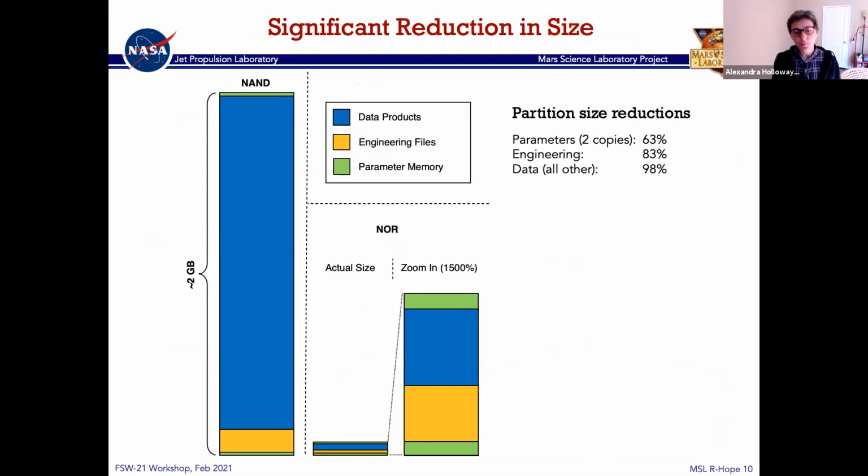So if we were to put our file system on NOR, here's what that would look like. The 2 gigabytes that we used to have now becomes this little teeny bitty part of the actual size of NOR memory. And if we were to zoom it in, that's kind of what it would look like. So the partition size reductions: we would reduce the parameters by 63%, the engineering partition by 83%, and the data products partition by 98%. Next slide.